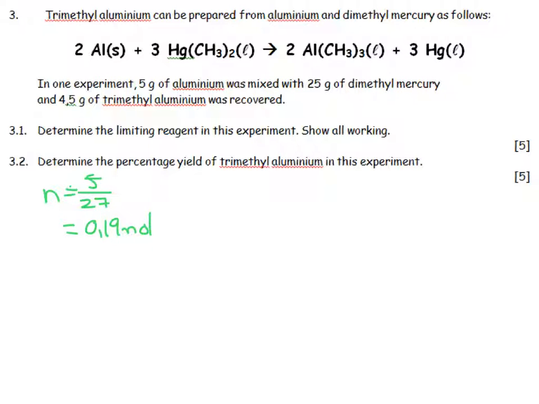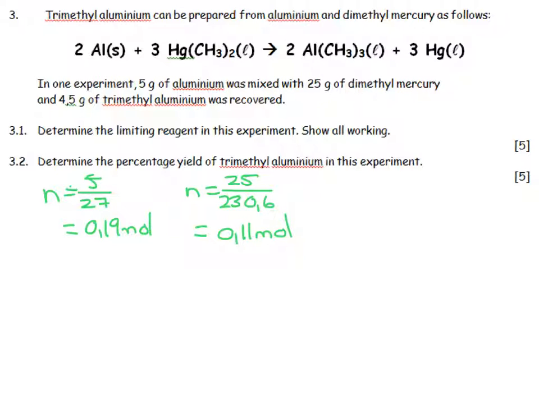Simultaneously, I'm going to go number of moles of dimethyl mercury is 25 mass divided by the molar mass, which is going to be mercury plus carbon plus hydrogen, multiply the hydrogens by 6, the carbons by 2. Mercury, just keep it the same, and you land up with 230,6. That gives you 0,11 moles.